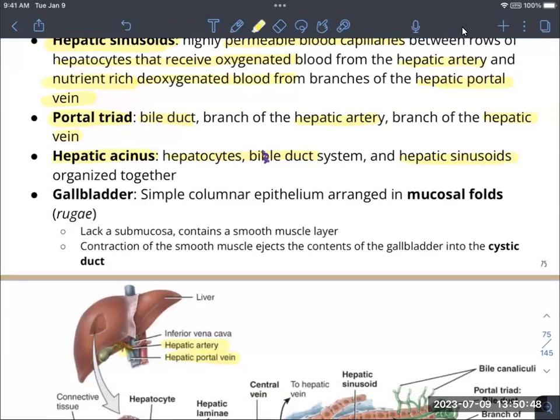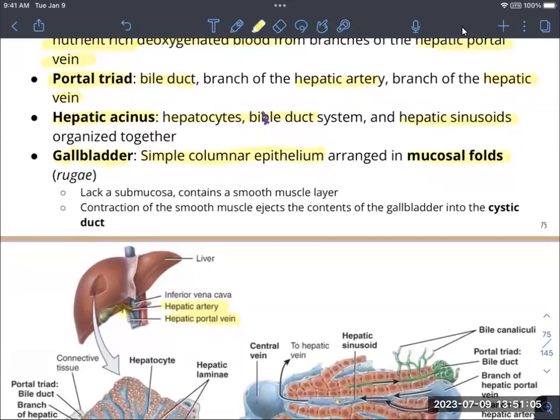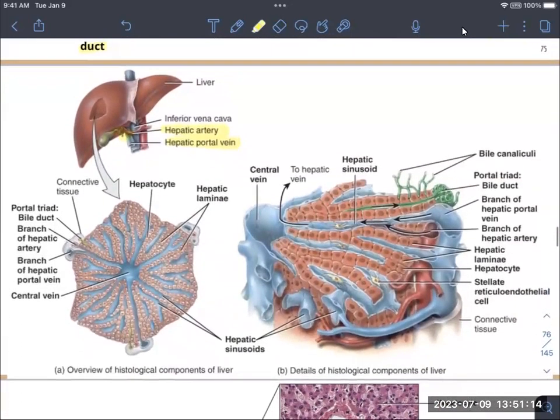And then we have our gallbladder. Our gallbladder is simple columnar epithelium. They have those mucosal folds, just like the stomach did. The gallbladder is going to eject its fluids into this cystic duct. So let's look.